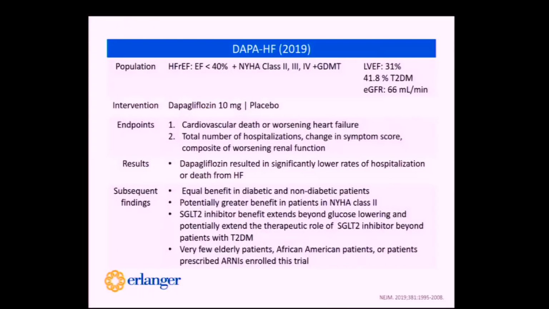And they also say that they included very few elderly patients, African-American patients, or patients who were on Entresto at baseline. So just things to keep in mind that the results of this study really can't be generalized to these patients.